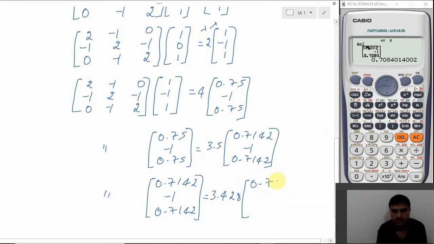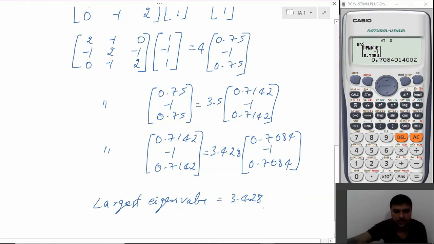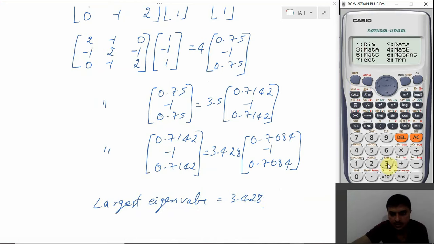So this is 0.7084. This is very short, easily you can solve this. 0.7084. Yes, so if you want you can repeat this value. You can see the largest eigenvalue is equal to 3.428. So here you can just repeat this, press AC, we are going to get the value here, and just repeat the process for your understanding. I'm just taking the next value but it is not required, because you'll get the same answer.